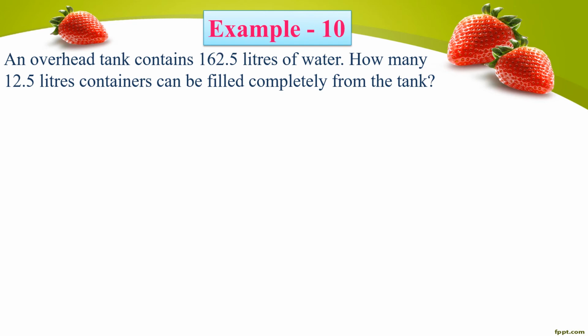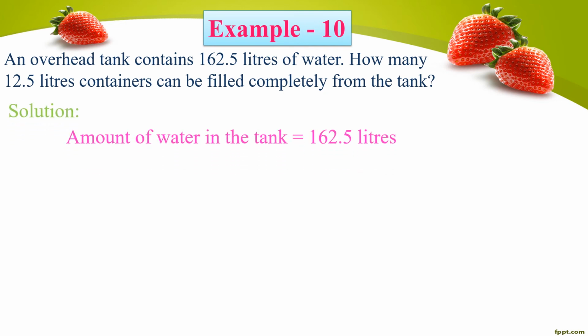Example 10. An overhead tank contains 162.5 liters of water. How many 12.5 liter containers can be filled completely from the tank? So, the total amount of water in the tank is 162.5. A container can hold 12.5 liters. We have to find how many containers can be filled using this total amount of water in the tank. Let us move on to the solution.